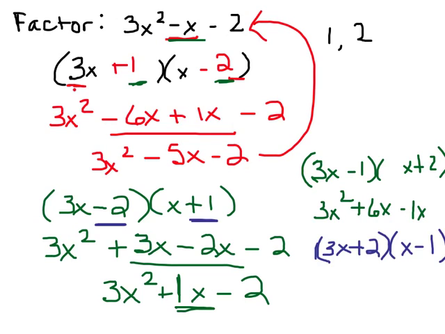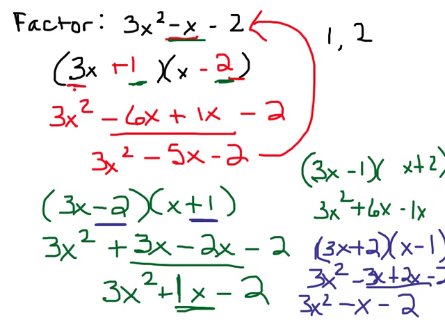What spot they're in is going to really matter in this advanced factoring, along with what their sign is. That matters too. Alright, so 3x times x, 3x squared. 3x times negative 1 is negative 3x. 2 times x is plus 2x. And 2 times negative 1 is negative 2. When I combine these two, I get 3x squared minus x minus 2. And that was my original. So this is my answer.